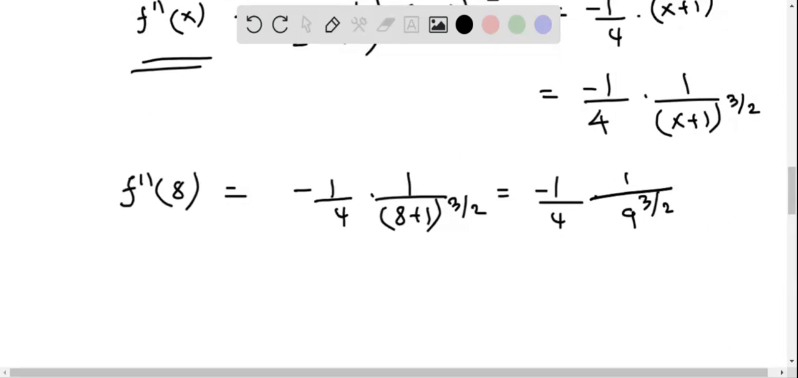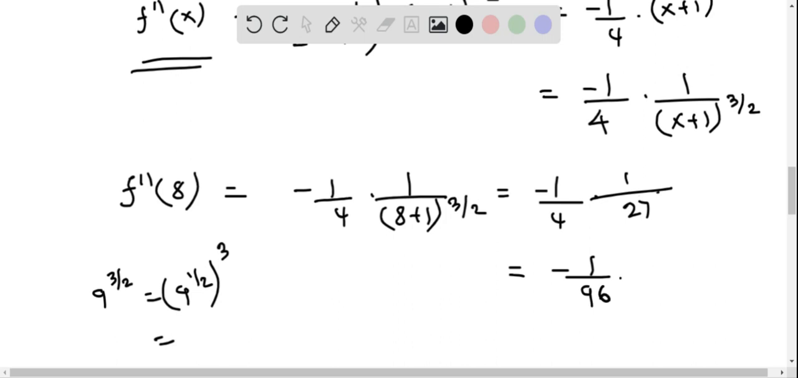So let's calculate the value of 9 to the power 3 by 2. Let me do it here. This is equal to 9 to the power half, raised to the power of 3. So 9 to the power half is basically the square root of 9, which is 3. Which means 3 cubed. 3 cubed is 27. So I can replace this as simply 27. And 27 times 4 is 108. So this is basically negative 1 by 108. So we have found the value of f double prime of 8.